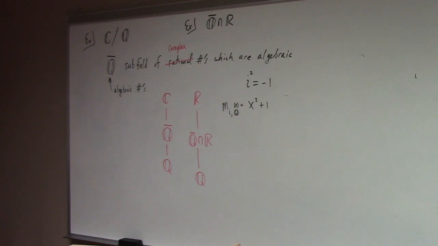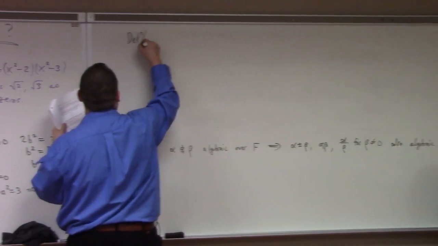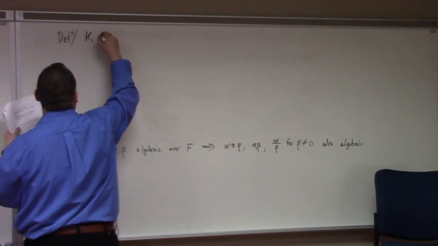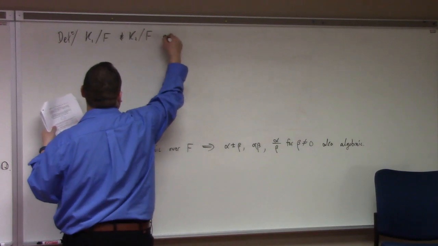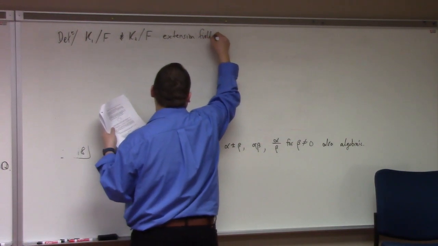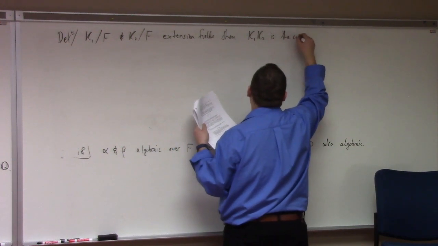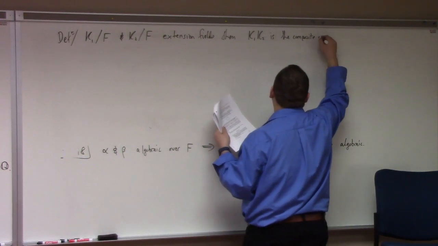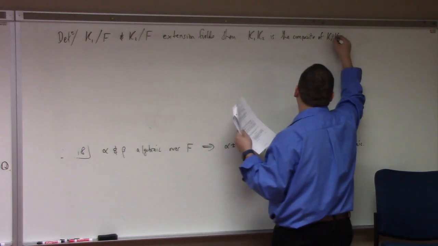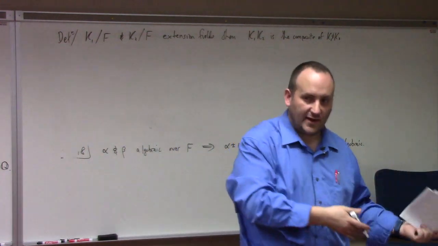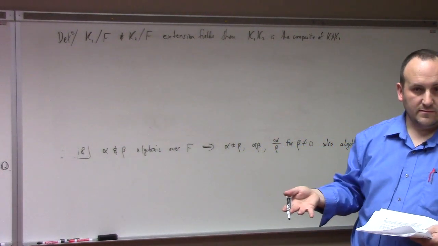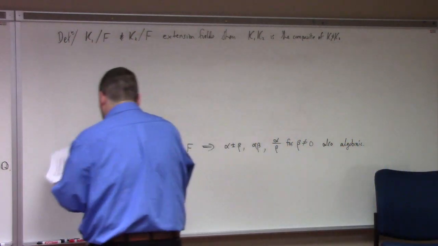Finally, Proposition 21. So first of all, definition. If you have K1 over F and K2 over F extension fields, then K1K2 is the composite of K1 and K2. It's a field which contains both K1 and K2, and it's the smallest such field. All right. Proposition 21 tells us how to deal with such a thing.